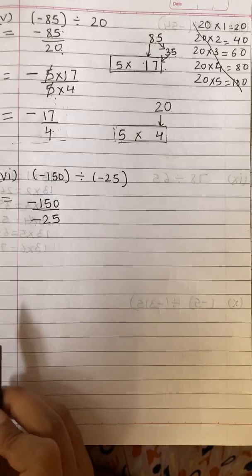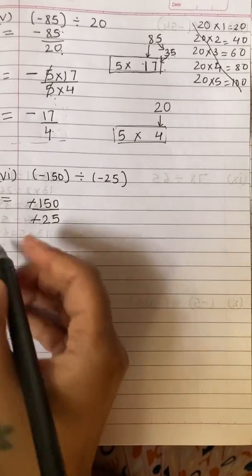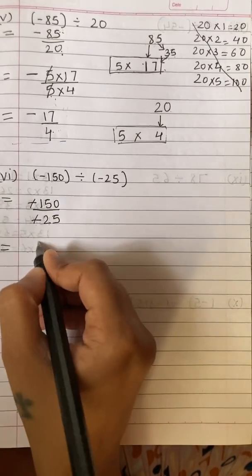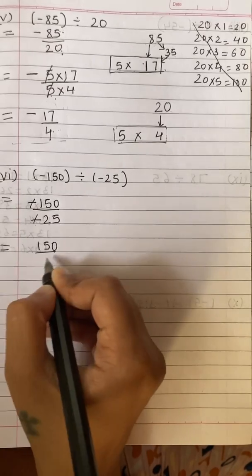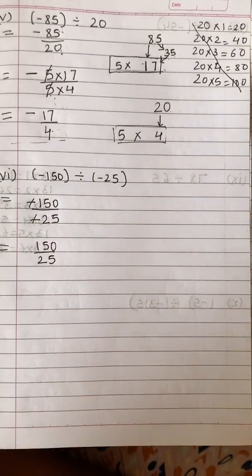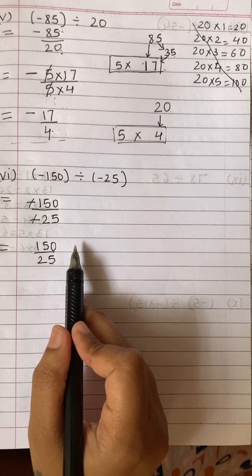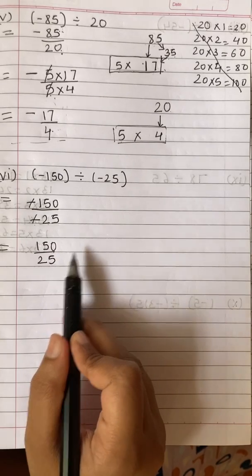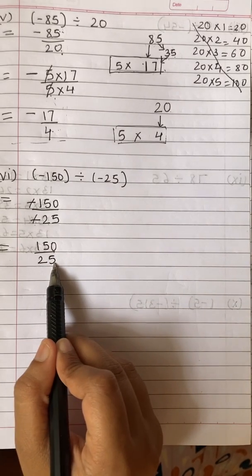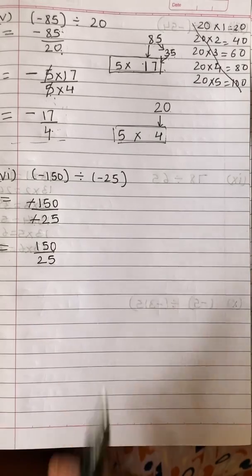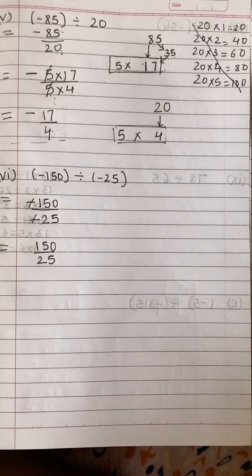So minus minus, what will happen? It will get cancelled and we will always get plus. So 150 divided by 25. Okay, now you can do the division. Like I have told you, you can first try the table of 25 and see whether 150 comes in the table of 25 or not.